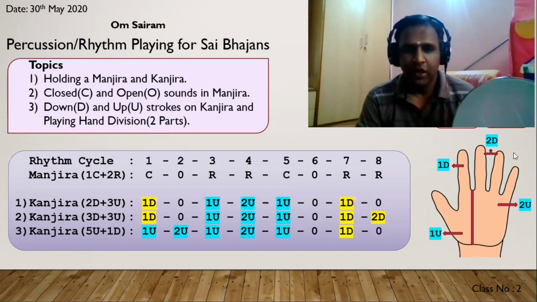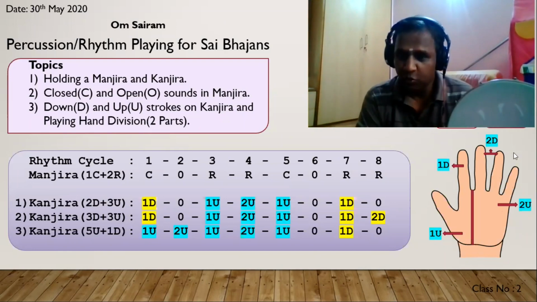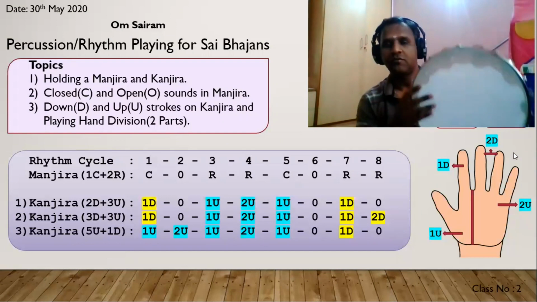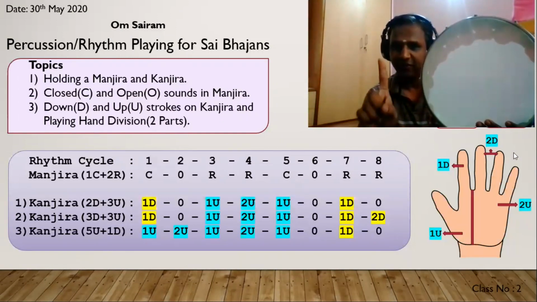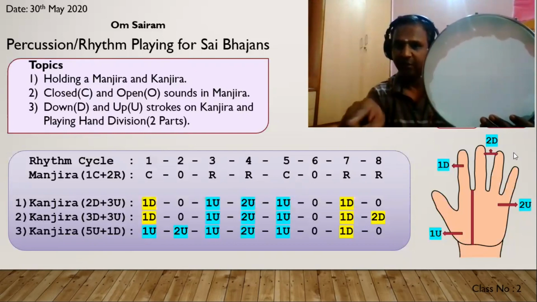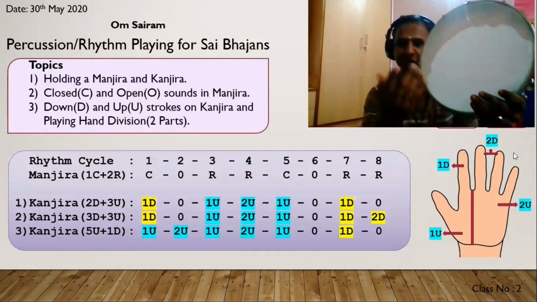So how do you play 2D and 3U? Or 2 down and 3 up strokes. This is already taught. So how you play is 1D, 1D, 1. The image is there. You can refer to the image if you have any doubts.